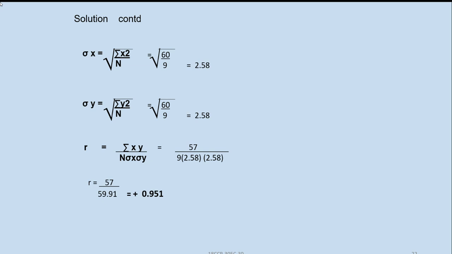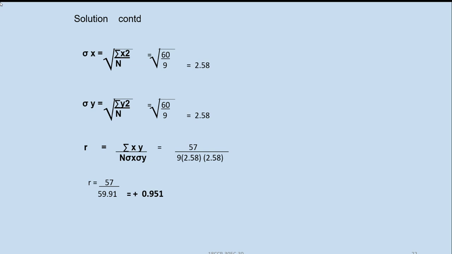Oh, sorry. N into standard deviation of x, standard deviation of y, not root directly. Okay. 57 by 59.91. So r is equal to 0.951. 0.951. That is correlation.